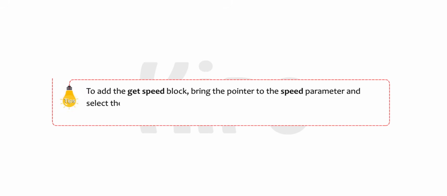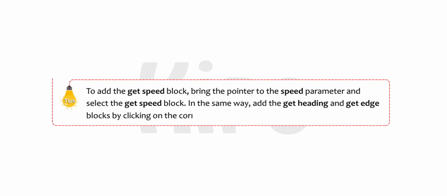Students, let me share a tip with you. To add the Get Speed block, bring the pointer to the speed parameter and select the Get Speed block. In the same way, add the Get Heading and Get Edge blocks by clicking on the corresponding parameters.